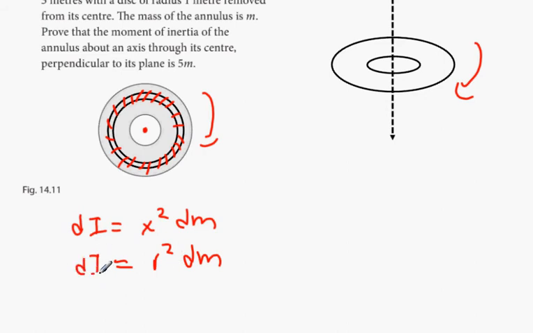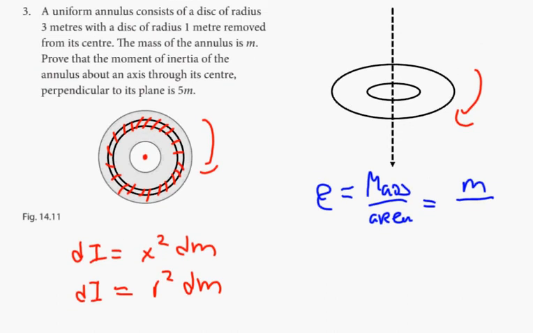It can be either, okay? Next thing is, we're going to define rho. Rho is like last time, it's mass over area. This is area. This is for the full disc, okay? So the mass is going to be m, and the area of the disc. Anybody? Now the area of the disc is more difficult because it's a big disc.